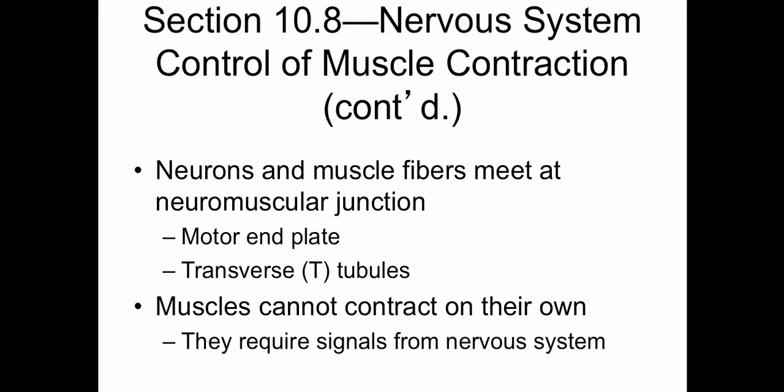The muscles cannot contract on their own. They require signals from the nervous system. This signal happens at a motor end plate that is part of the muscle fiber's sarcolemma. It is specialized to receive neurotransmitters from the nervous system.